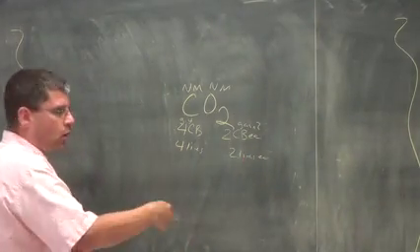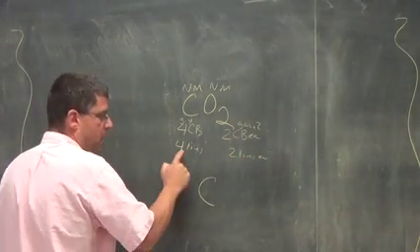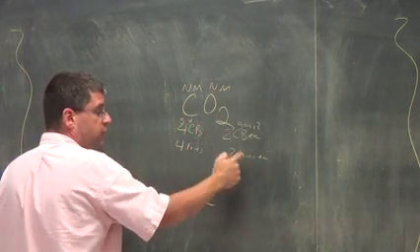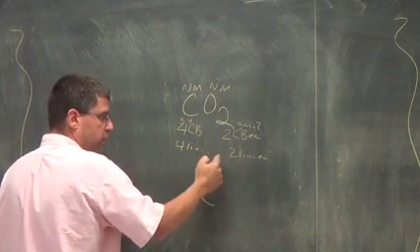What always goes in the center? Carbon. How many lines do you need? 4. But wait a minute, look what you're working with. 2 oxygens, they each need 2. 2 plus 2 is 4.